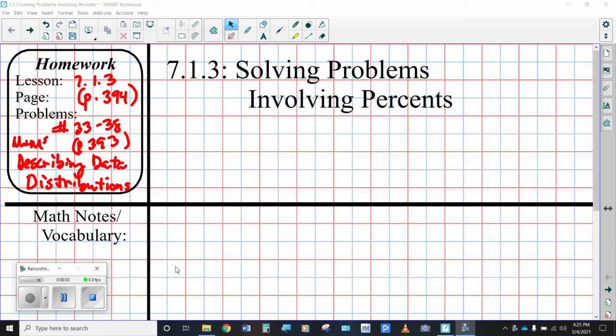Alrighty, let's take a look at lesson 7.1.3. We are going to build on what we worked on in 7.1.2 when we were first learning about the idea of scaling and multipliers in conjunction with percent types of problems. So let's go ahead and get started.